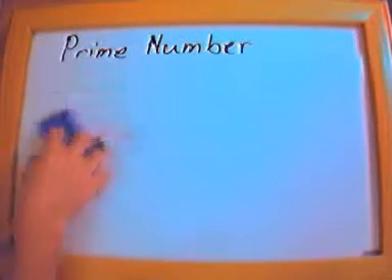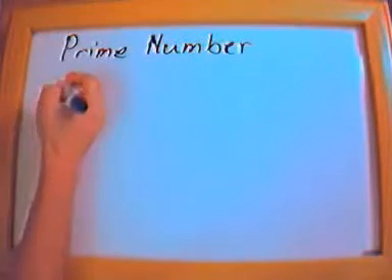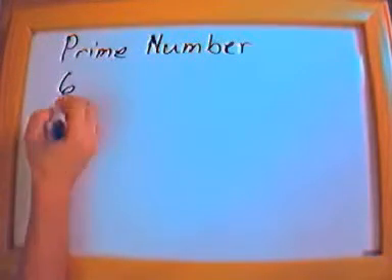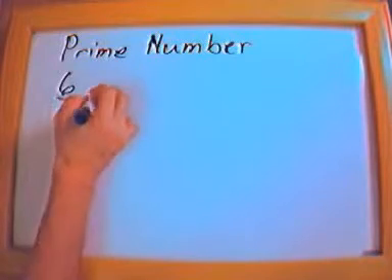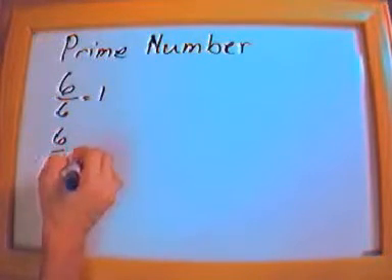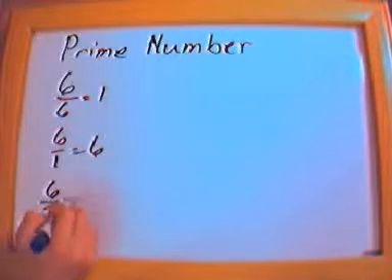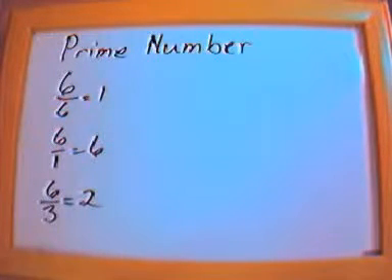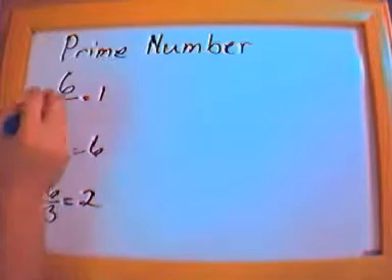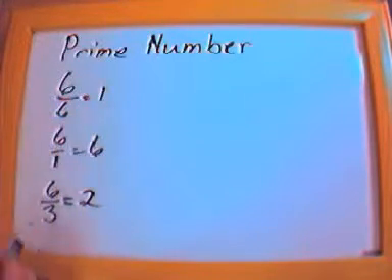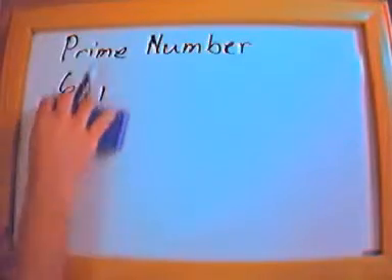Let me give you an example of a number that is not prime. 6. 6 can surely be divided by itself. 6 can surely be divided by 1. But 6 can also be divided by 3, which will give you a whole number of 2. So therefore 6 is not a prime number because it's divisible by something other than these two things to give you a number without a decimal point.